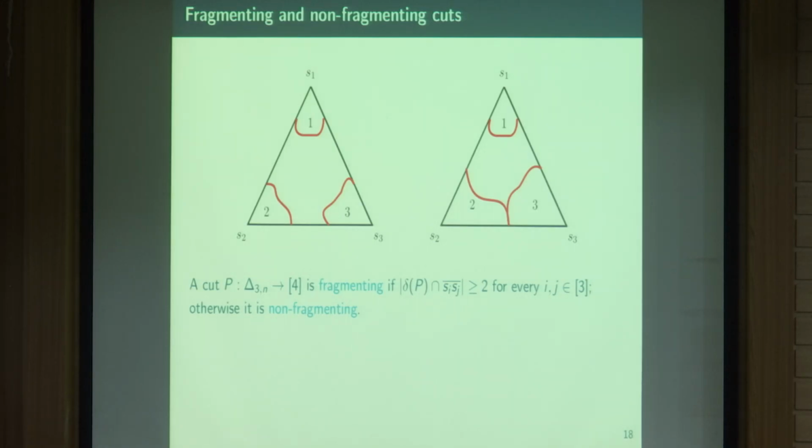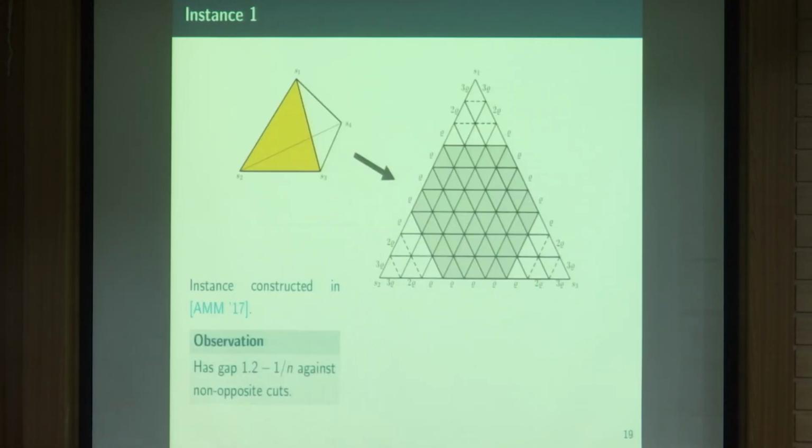We need one more definition, and it's similar to non-opposite cuts. Maybe it's better to have a look at the picture. A cut is called a fragmenting cut if it intersects every side of the simplex at least 2 times. Otherwise, I will call it a non-fragmenting cut. And it will be clear soon why this is interesting.